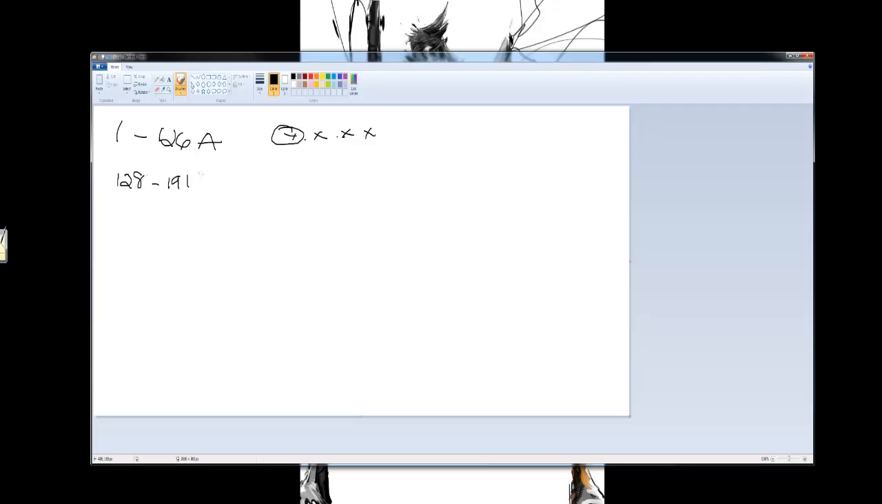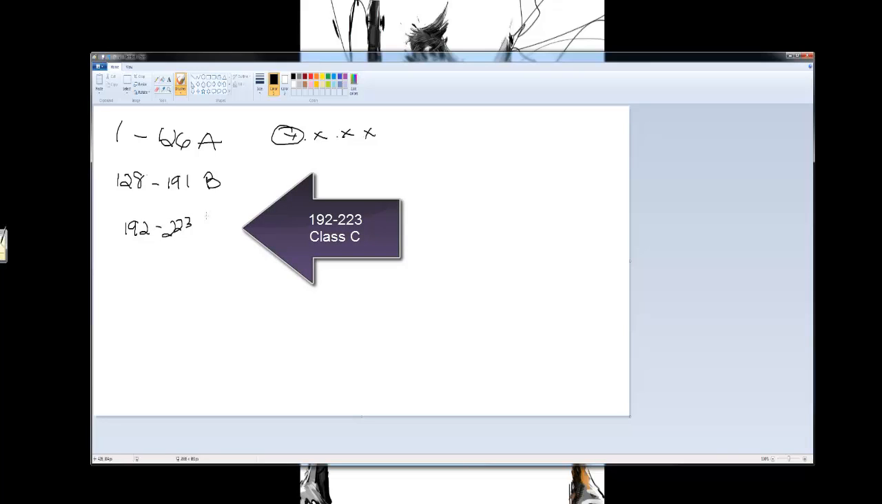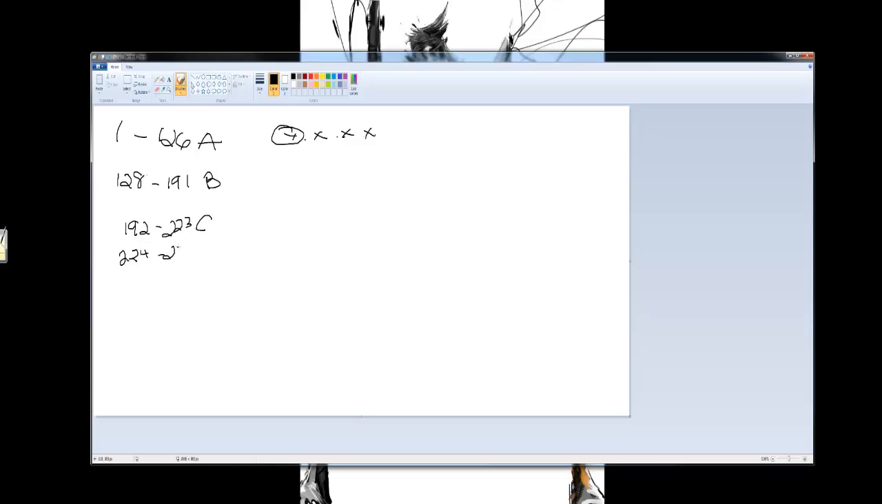So 1 to 126 is a class A. Then 128 to 191 is your class B. Then we've got 192 to 223, class C. 224 to 239 is class D, and then 240 to 255 is a class E.